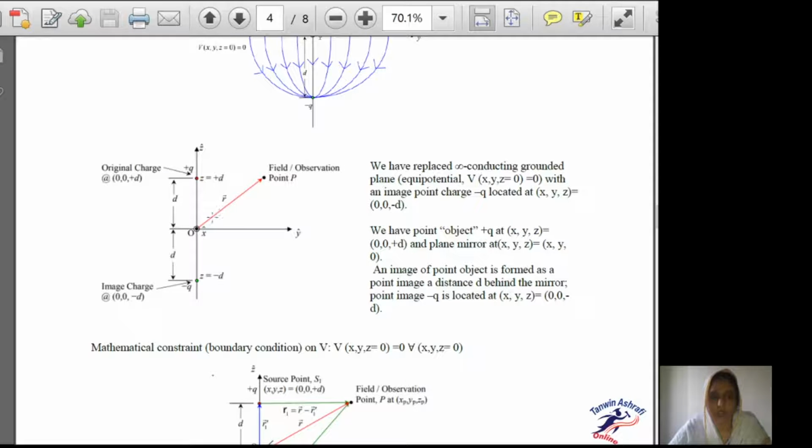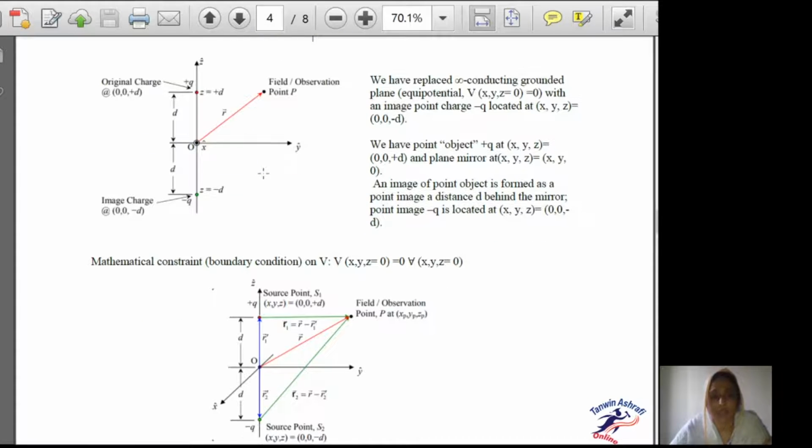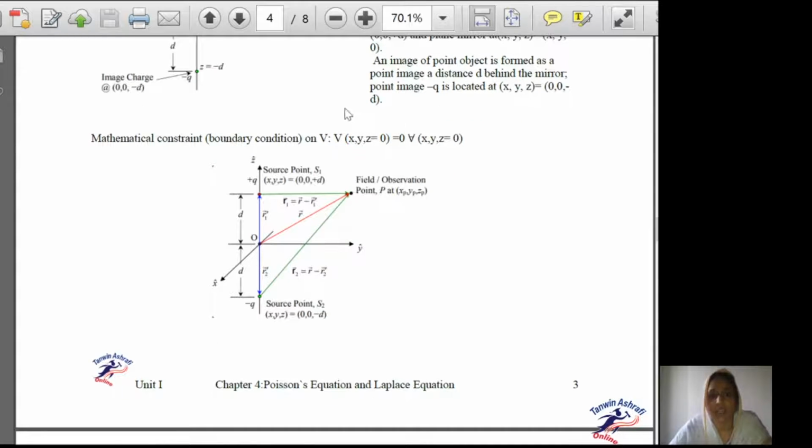As you can see through the diagram, point P is in air, you can say the YZ plane. At this point we have to find the field and the potential and other things. Now mathematically, if we try to find the constraint, then the voltage potential is 0 at z equal to 0, that is, at x, y, z equal to 0.